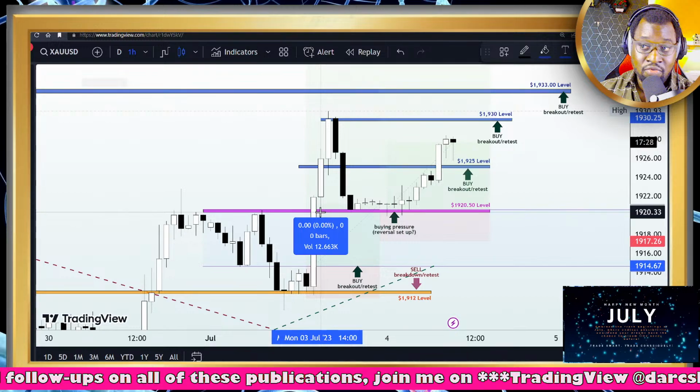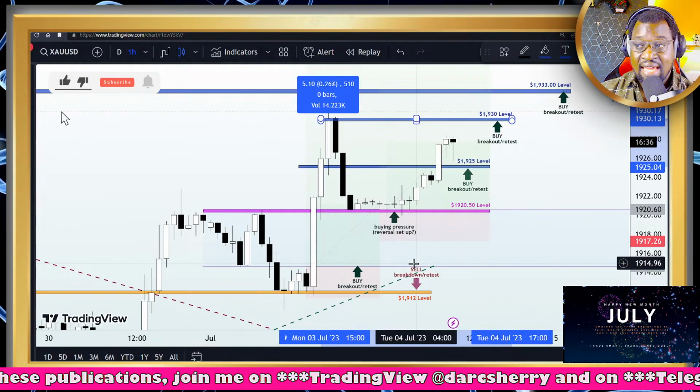And one of the things I said in my commentaries before I went to bed yesterday, which I shared on my public platforms, is that a potential reversal pattern or buying pressure will be the sign we are looking out for to signal that the retracement phase has ended.